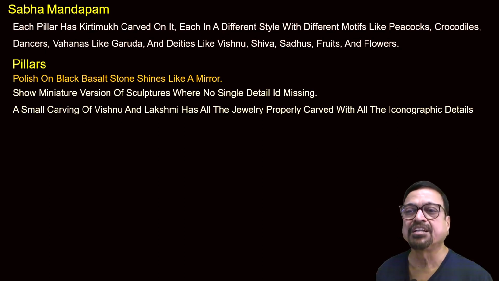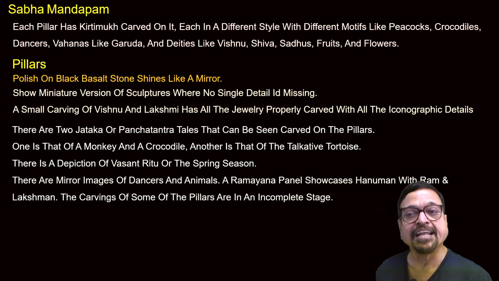It's a mirror polish. Now miniature version of sculptures where no single deity's ID is missing, so they are perfect in iconologically. Now a small carving of Vishnu and Lakshmi has all the jewelries properly carved with a iconographic details. They have never gone wrong anywhere as far as these details are concerned. There are 2 Jatakas or Panchatantra tales. They are the stories for the children, and they can be seen on the pillars. Then there is one with the tortoise, another monkey and crocodile. We have seen it in the video in detail, these 2 stories.